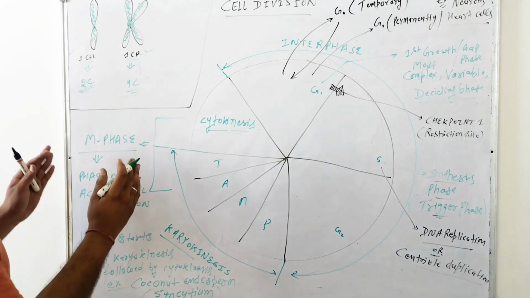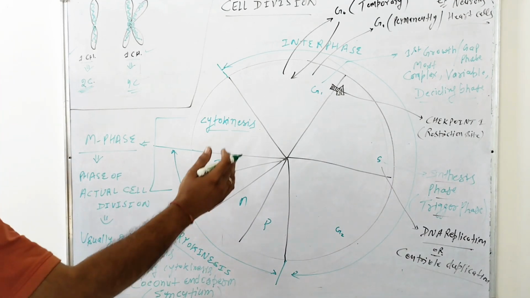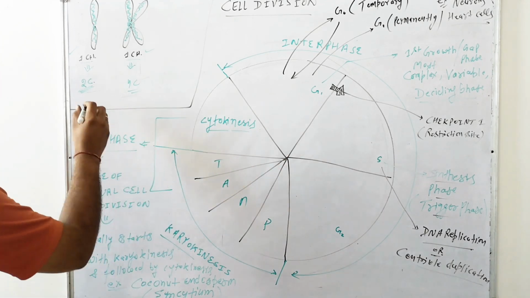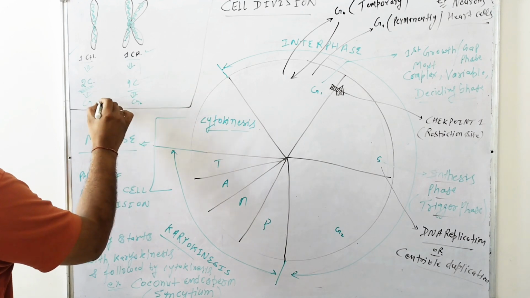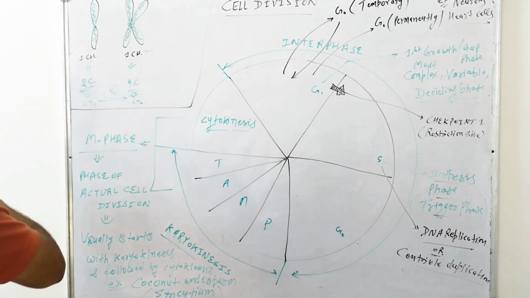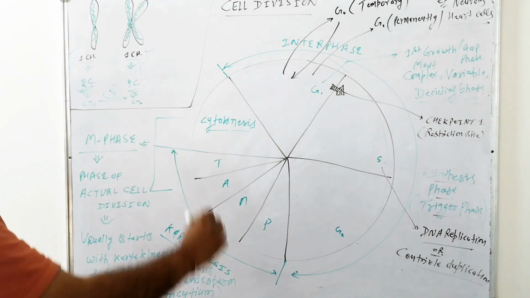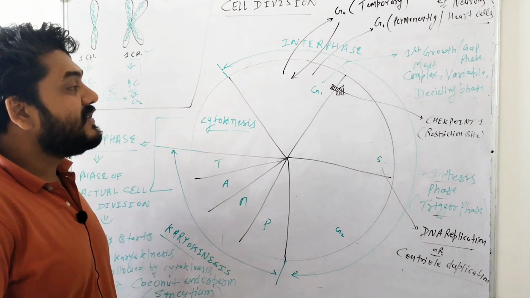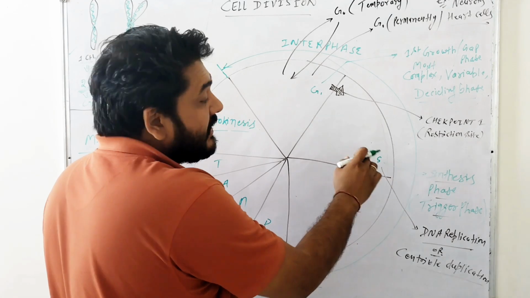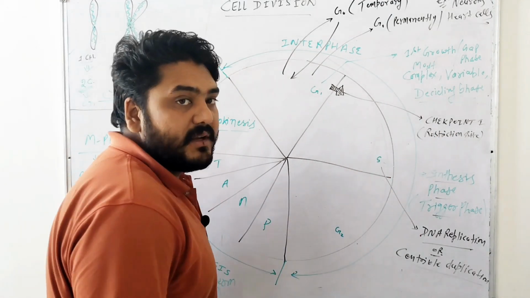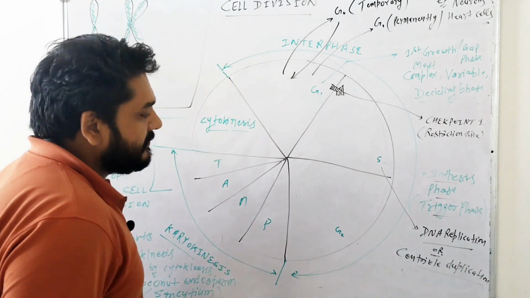So what is happening between the G1 stage and the G2 stage? The S stage comes in between. Let's say this is the G1 stage and this is the G2 stage. In between comes the S stage, and in the S stage the DNA makes its copies. That's why we say that from G1 to G2, with S in between, the DNA is getting doubled, but the chromosome number is the same.